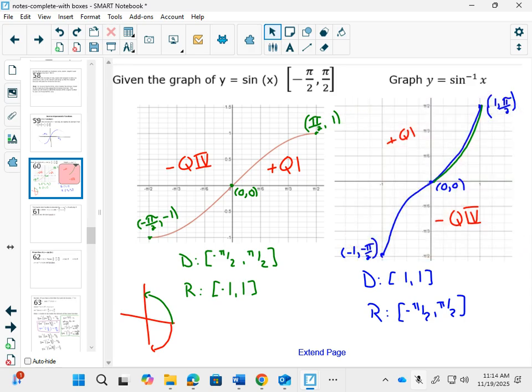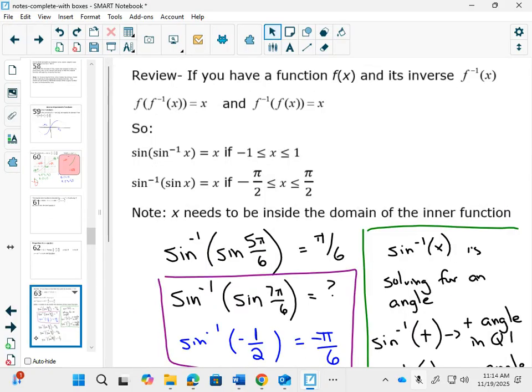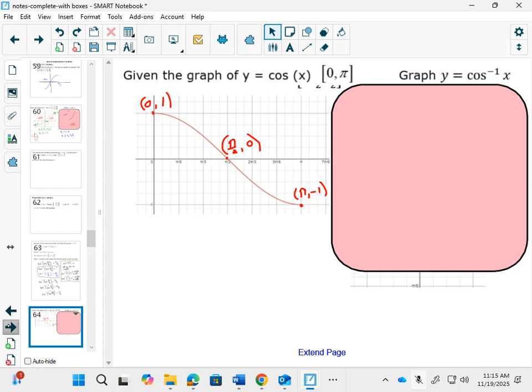Right? When you do sine inverse, you're solving for y values. Notice your y values range up to pi over 2. That's positive answers in quadrant 1. They go down to negative pi over 2. And 0 to negative pi over 2 are negative answers in quadrant 4. Okay, with that, let us go to our next graph.